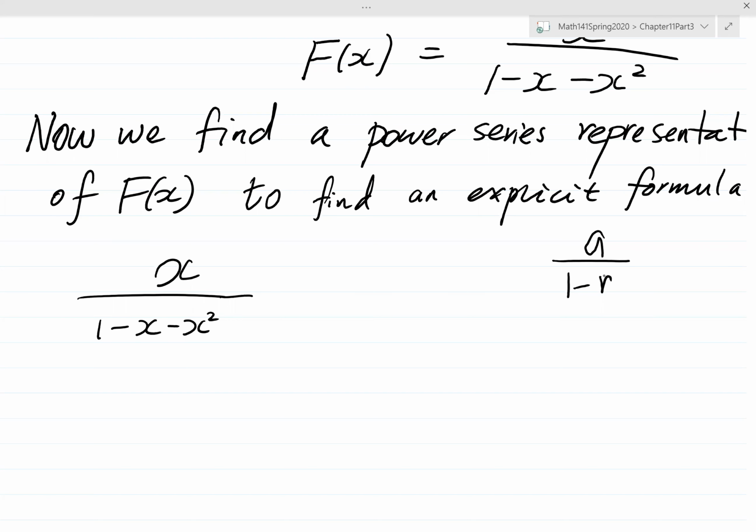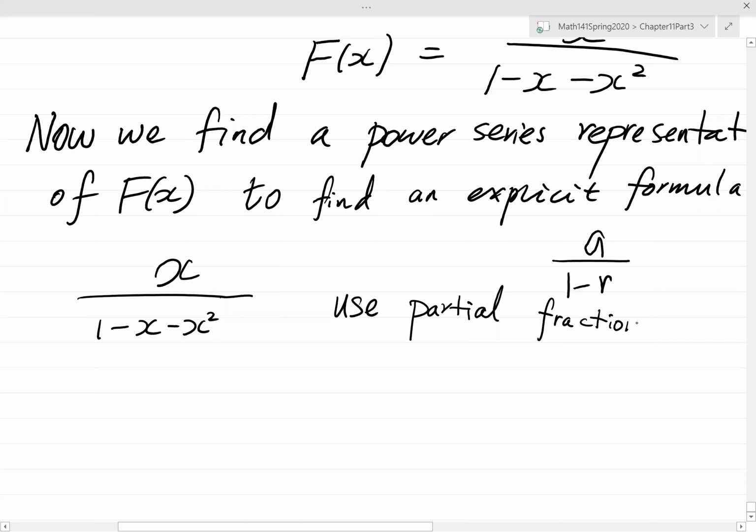Now for this, unfortunately, we cannot use it directly. However, we can use partial fraction decomposition. We did one example using partial fraction decomposition last time. So here we use partial fraction decomposition such that we get simple fractions that have linear factors as denominators.